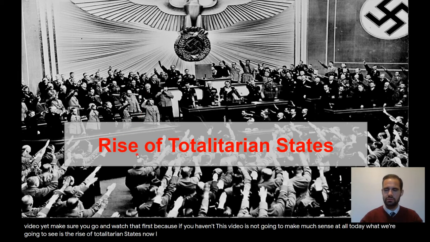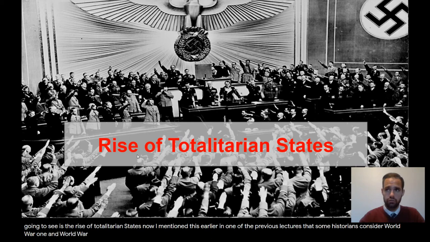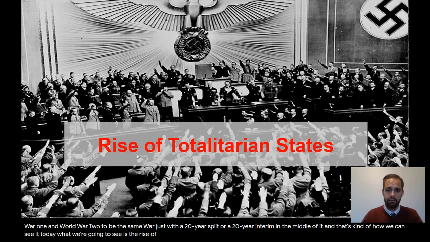Now, I mentioned this earlier in one of the previous lectures, that some historians consider World War I and World War II to be the same war, just with a 20-year split or a 20-year interim in the middle of it. And that's kind of how we can see it today. What we're going to see is the rise of totalitarian states, but we know that those totalitarian states come out of the failures of the Paris Peace Conference and the Treaty of Versailles.